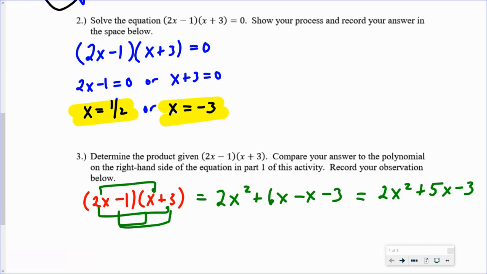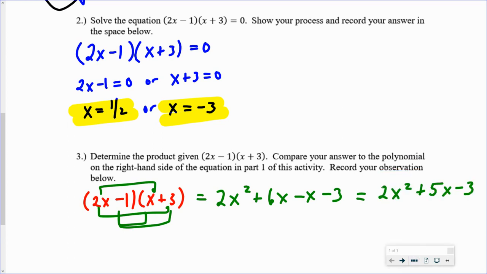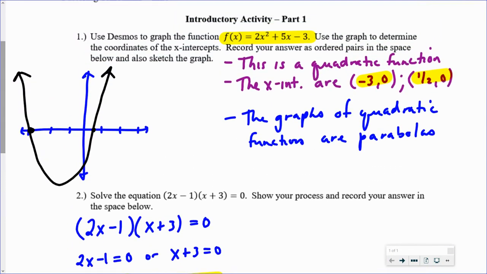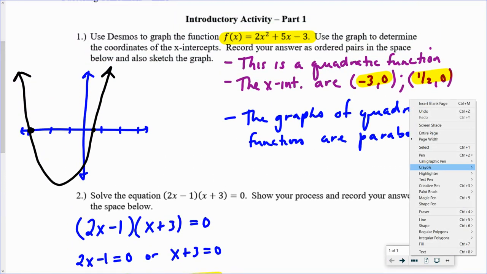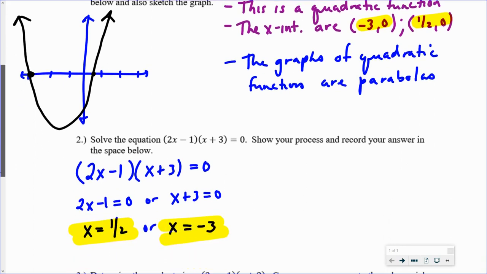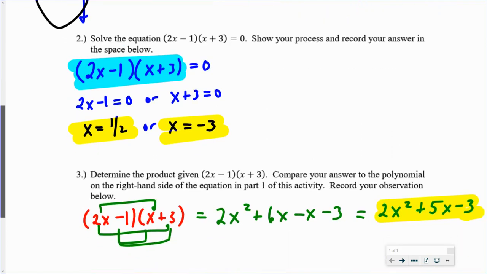So again, this is really interesting because, I'm going to grab my highlighter here. This expression right here is equivalent to the polynomial that's on the right-hand side of the function up above. These factors right here, when multiplied together, give us that expression.